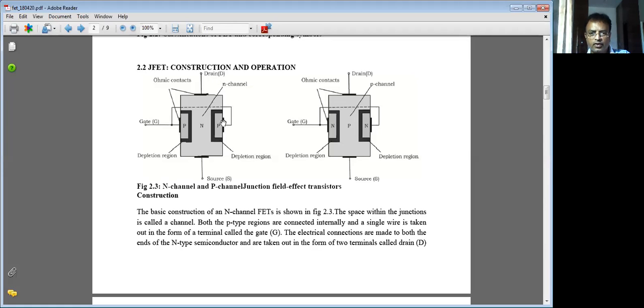Then for the gate, here is a metallic terminal, an ohmic contact. From there we will pull out a metallic lead and we call it the gate region. So this is the P region, this is the N region. Then what about this black region between P and N? It is called the depletion region. Depletion means it is emptied. This region is emptied of the carriers.